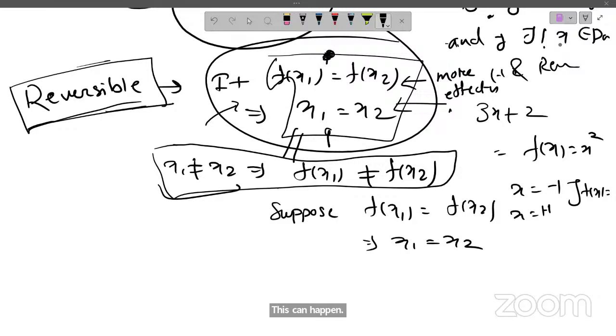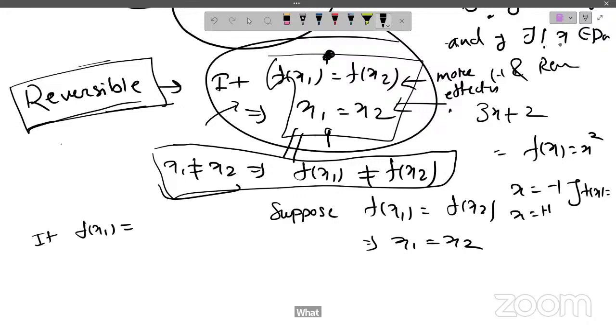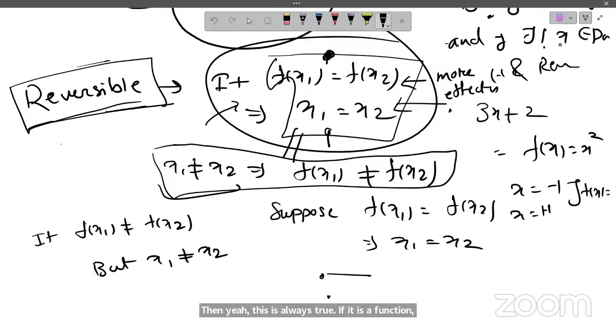You are saying if output is equal and input is not equal, right? No, ma'am. I'm saying that if output is not equal, like f of x1 is not equal to f of x2, then x1 is not equal to x2. Yeah, this is always true. If it is a function, then this is always true, right? Because two different points cannot have the same pre-image. This is the definition of a function.